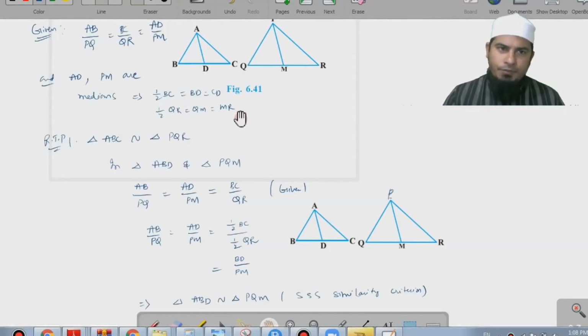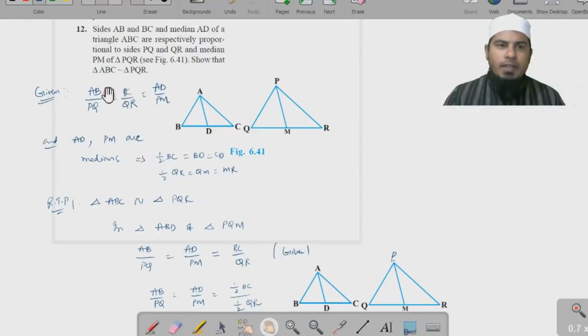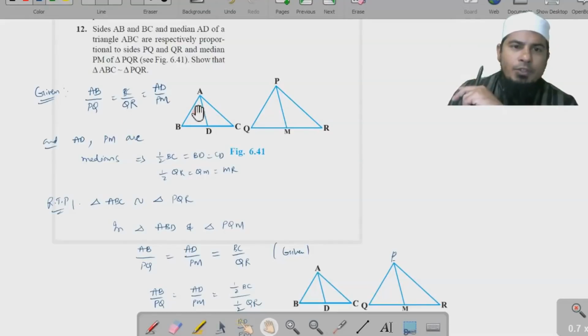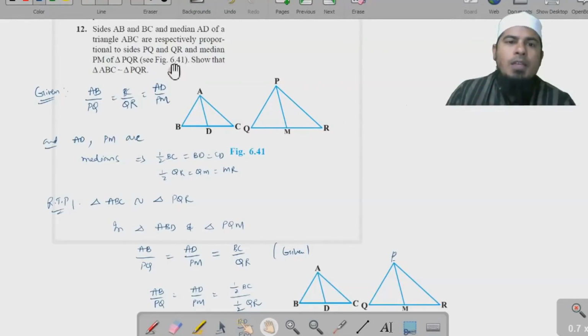Discussing the solution for this. What is given? AB/PQ is equal to BC/QR is equal to AD/PM, which is written here, and we need to prove triangle ABC is similar to triangle PQR. Also given that AD and PM are medians. From the medians, half BC is equal to BD is equal to CD. Similarly, half QR gives QM equal to MR.